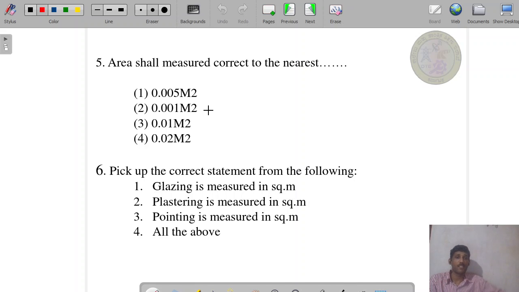Next, question 6. Pick up the correct statement from the following. Glazing is measured in meter square. Plastering is measured in meter square. Pointing is measured in meter square. All the above. Which is the correct statement? All are correct. Option number 4, all the above, is the correct statement.